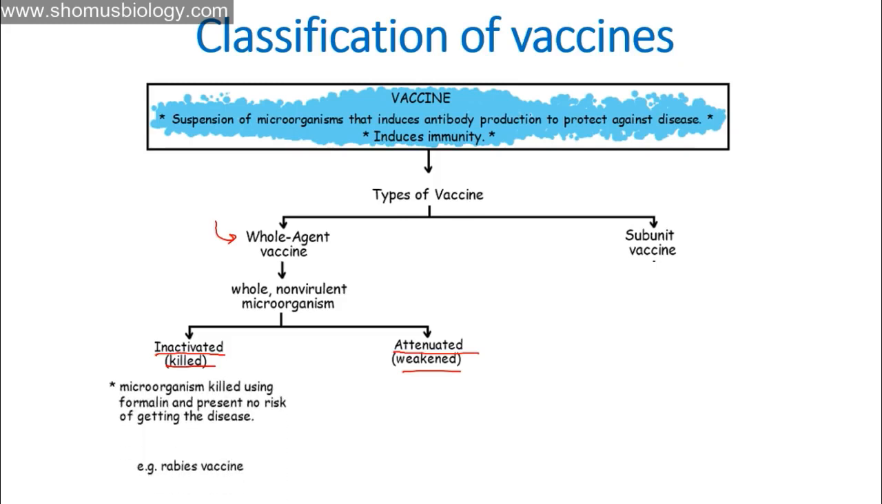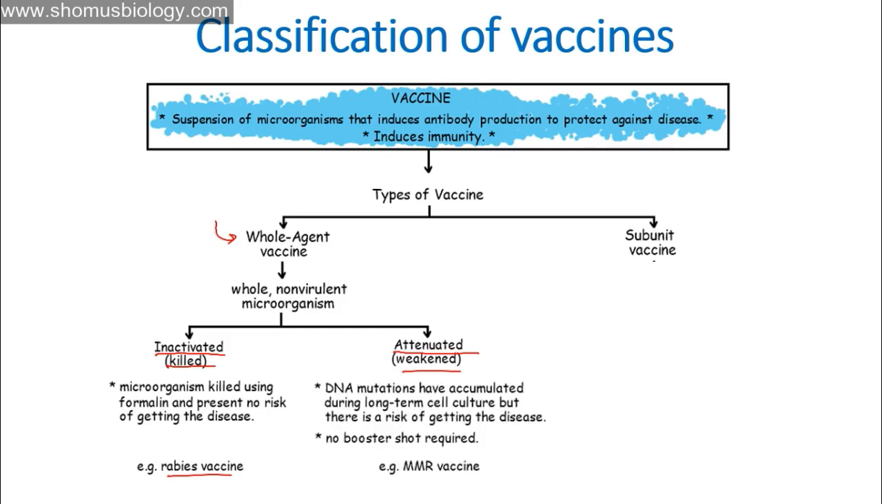Now generally microorganisms are killed using formalin solution. We treat them with formalin, and at present there is no risk of getting the disease at all, because we totally kill them with formalin treatment. An example of a vaccine that is killed is the rabies vaccine. We all take this rabies vaccine, so it's a killed vaccine. So there is no risk of that pathogen being present in our body again.